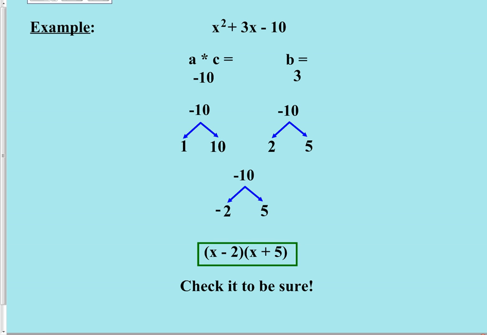All right, these problems are a little bit easier than some of the ones we will get into, specifically because all of the a terms, our coefficient in front of x squared, have been a positive 1. We're going to get into it soon about what happens when the a is not a 1, but for today, that's what we're looking at.